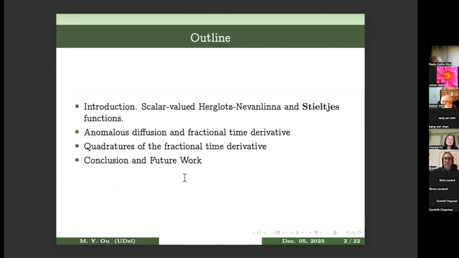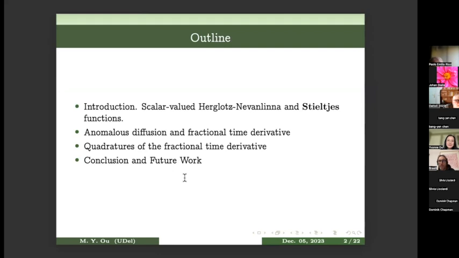So the outline of the talk is I'm going to give you a one-slide introduction of the scalar valued Herglotz-Nevanlinna function. I put scalar valued here because there can also be operator valued or matrix valued Herglotz-Nevanlinna functions. And I'll also focus on a special class of these, the Stieltjes functions, because they have a very useful interpolation property.